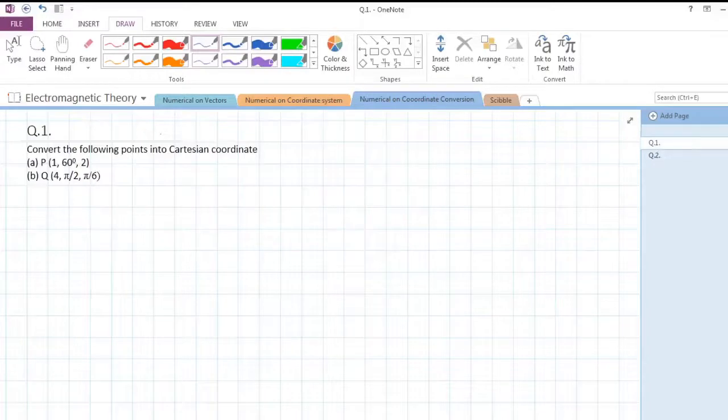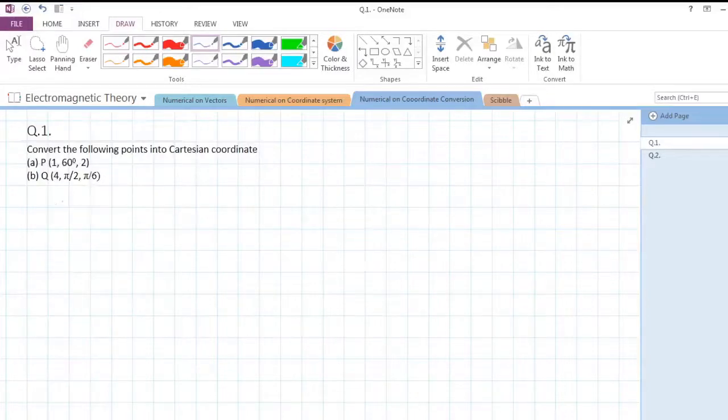In the previous video, if you remember, we discussed how to convert a point given in one coordinate system into another coordinate system. There were a lot of formulas, but these formulas were actually very easy. If you remember those formulas, you will very easily solve this type of numerical that we are going to do today.